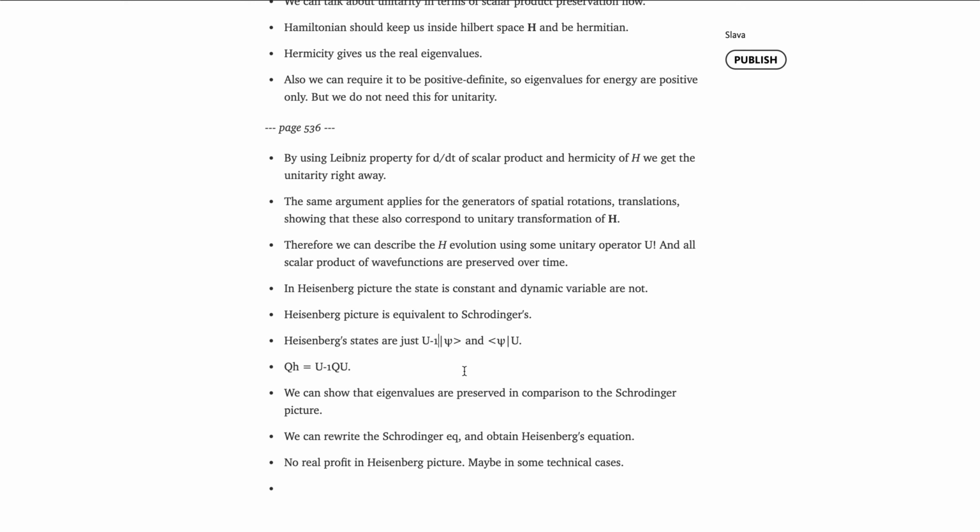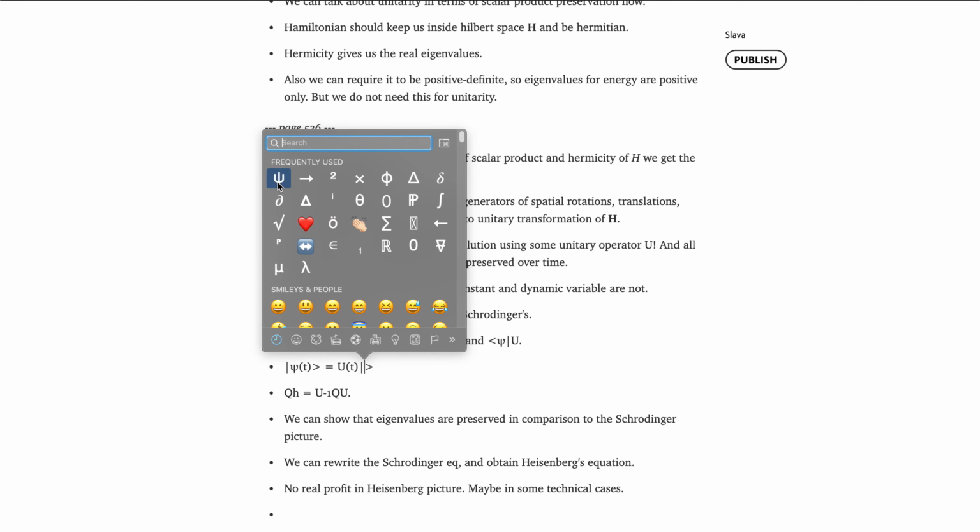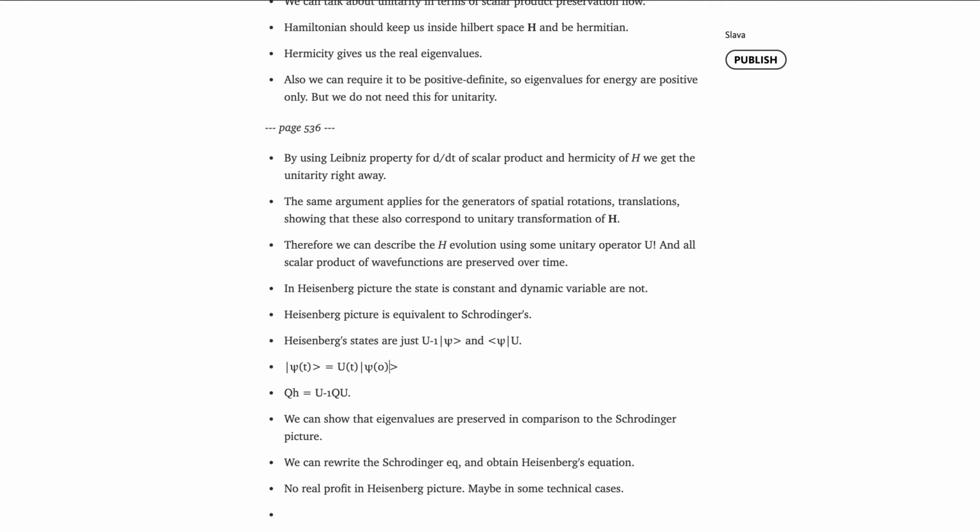Yeah. There is no t for psi here because the psi here should be just a fixed one basically. So if you have psi of t in the Schrodinger evolution case, let's write it like that, it will be equal to U of t acting on psi 0, right?